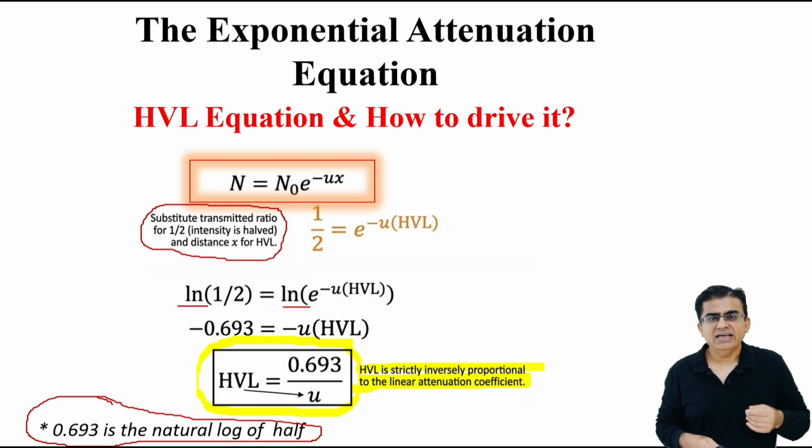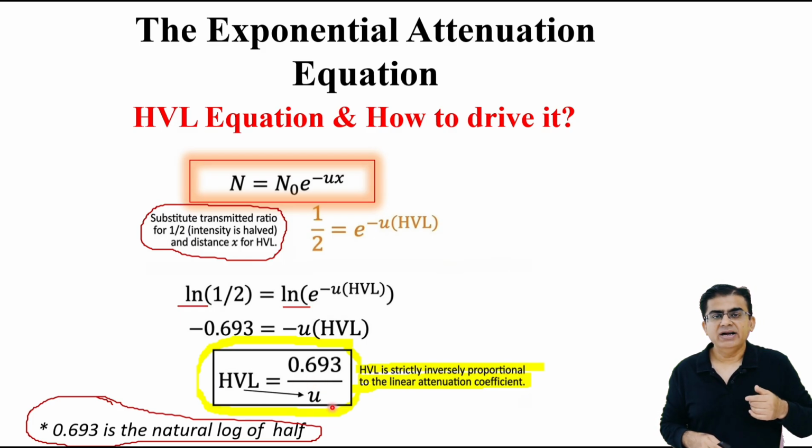Conversely, if the linear attenuation coefficient is low, either because the material is less dense or the X-ray beam energy is very high, the stopping power is weak. Because the stopping power is weak, you will naturally need a much thicker piece of material, a large HVL, to successfully reduce the beam's intensity by half. Therefore, as the linear attenuation coefficient increases, the required half value layer strictly decreases.